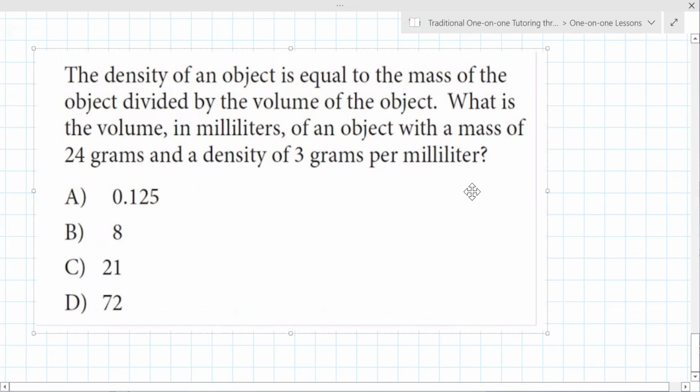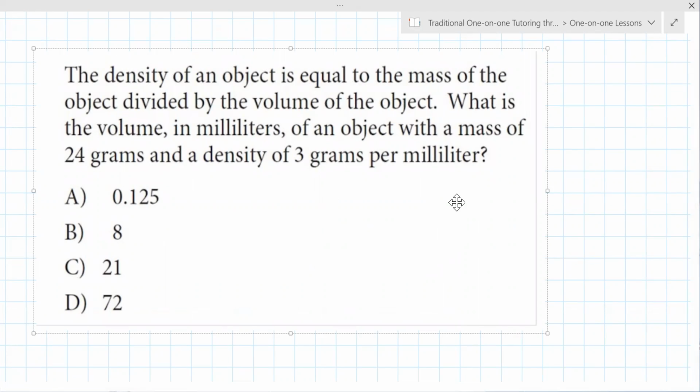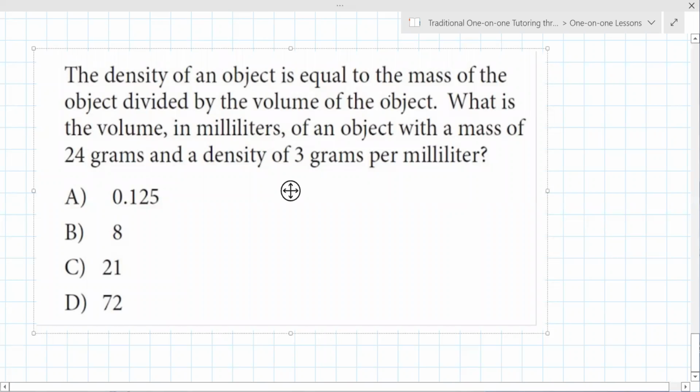Guess we should work this out together. Okay, could you read this out loud for us? The density of an object is equal to the mass of the object divided by the volume of the object. Hang on. I'm going to read that one more time, and I want you to try to write the equation. The density of an object is equal to the mass of the object divided by the volume of the object. So there's density, mass, and volume. Could you write the equation for those? D equals M over V?